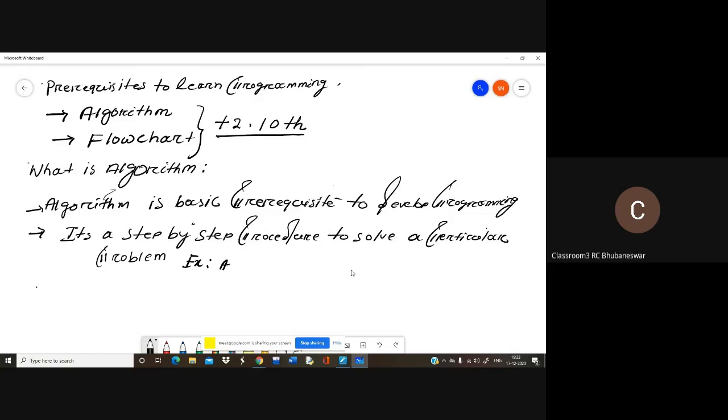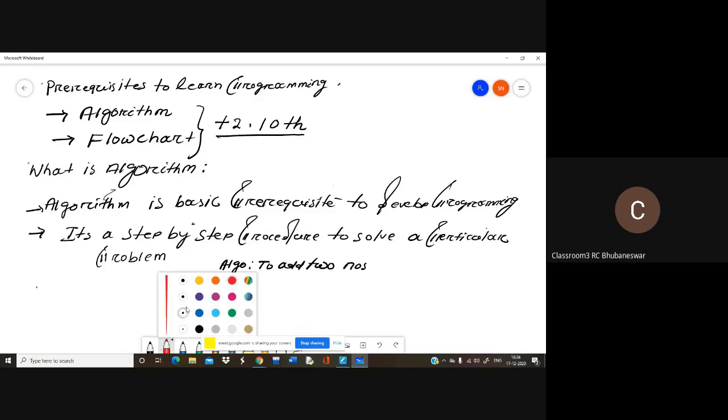So you may write like this: algorithm to add two numbers. It's a better way to start. So mention the name of the algorithm, exactly what you want to write. Clear everyone? Okay. Then what next?